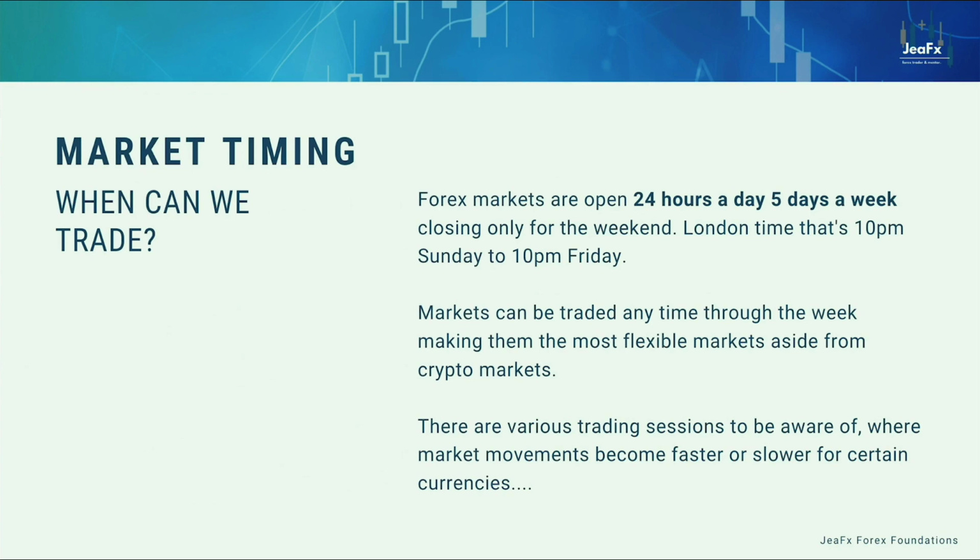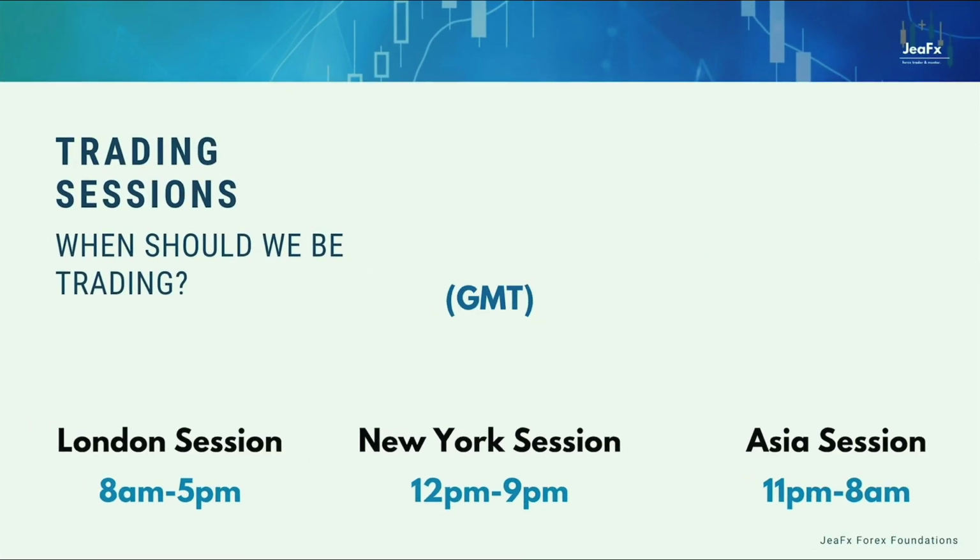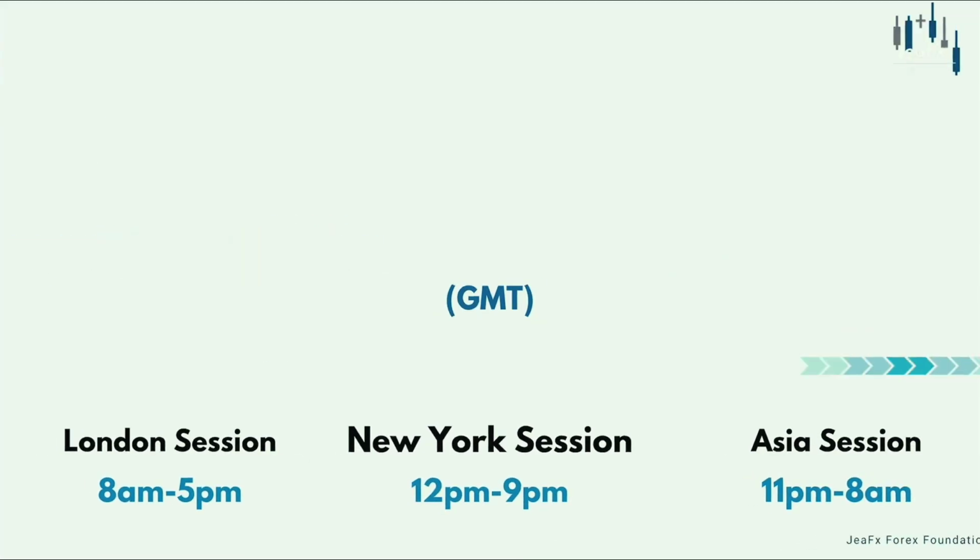So the Forex markets are open 24 hours a day, 5 days a week. They close only for the weekend, and that is UK time. So depending where you are in the world, your time frame might be slightly different, but it's generally open throughout the week, and we close for the Saturday and Sunday. We can trade through the night, very flexible market, and while we can trade at any time, we do have a few trading sessions that are going to be the most effective.